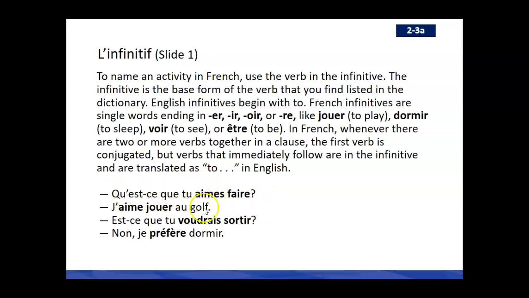So tu aimes. This comes from the infinitive aimer, which is an ER verb, kind of like jouer. But when it comes after the pronoun tu, you, it changes to tu aimes. That's how we know that we're saying you like. Okay, the verb that comes right after it is going to be an infinitive verb. It's not changed or conjugated in any way.